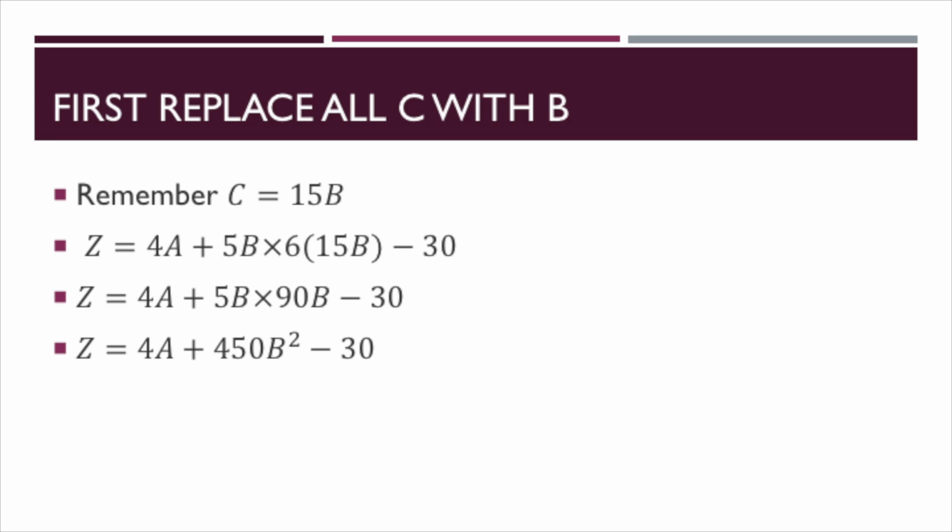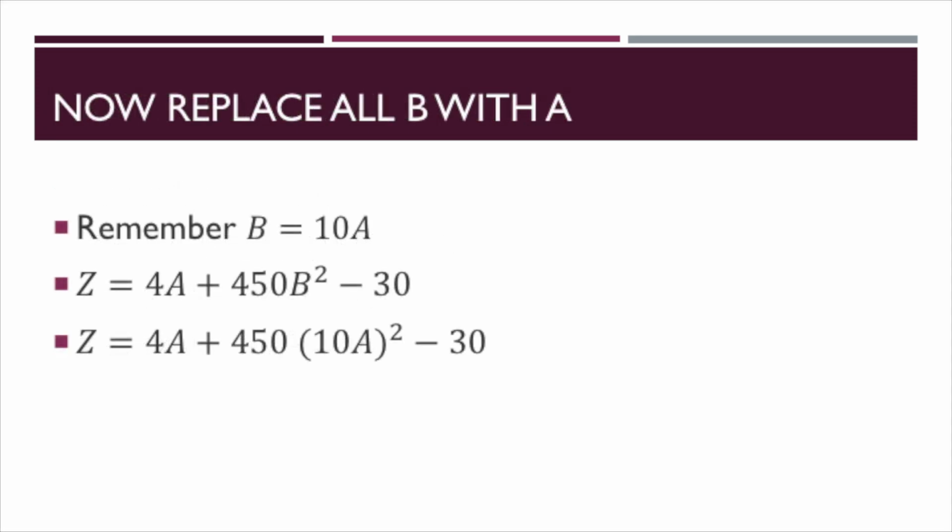Z equals 4A plus 5B times 6 times 15 is 90, so it's 90b minus 30. And we say, okay, we still got to put stuff together. We say z equals 4a plus, now we take 5 times 90, that's 450, and we have b times b, so that's b squared. Remember squares, exponents, minus 30. So we know that z equals 4a plus 450 b times b squared minus 30.